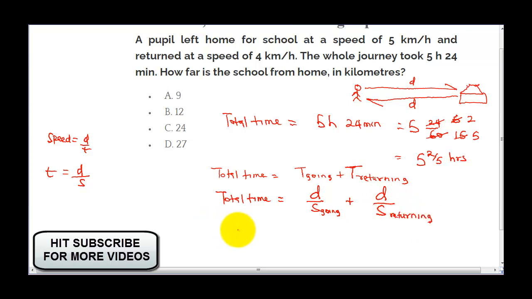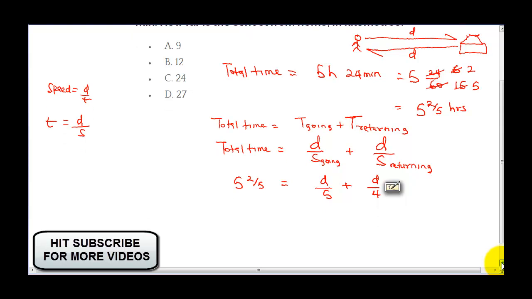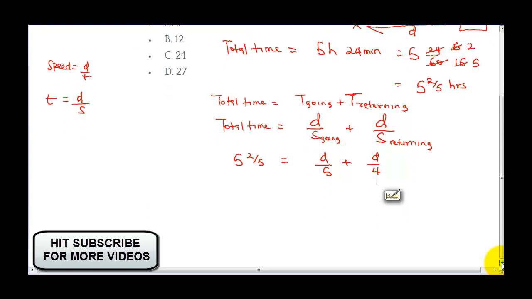So if the total time is 5 and 2 over 5, this will be equal to D over S going, the speed for going is 5, and for returning this will be D over 4. Okay, so we will need to simplify this equation before we can get our distance covered. So let's change this to an improper fraction. So 5 times 5 is 25 plus 2, that will be 27 over 5, equal to D over 5 plus D over 4.